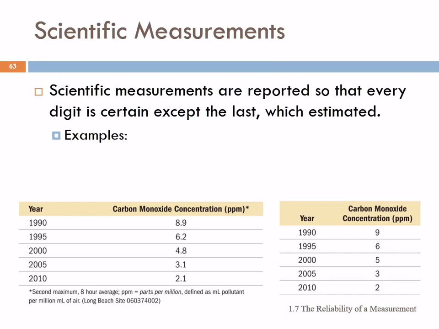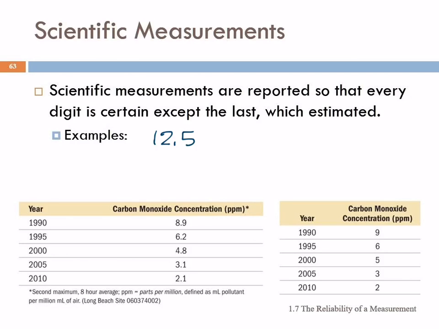Scientific measurements. We record scientific measurements in a very precise way so that each of the digits that we record is certain except for the last one. And the last one is always estimated. So, examples. I had trouble with examples yesterday.